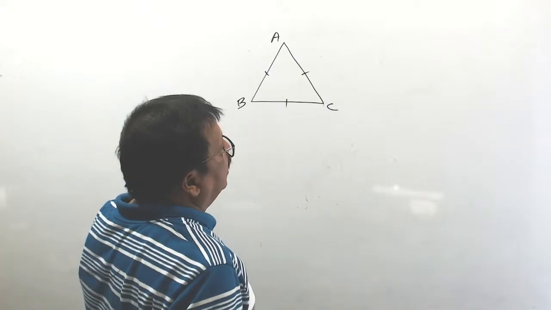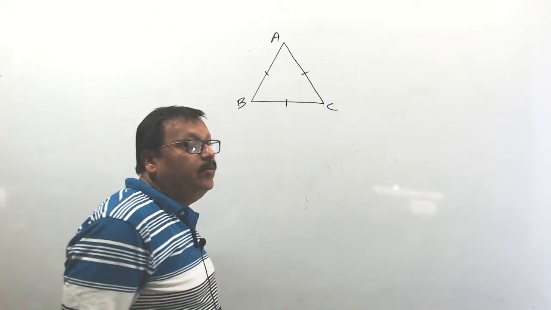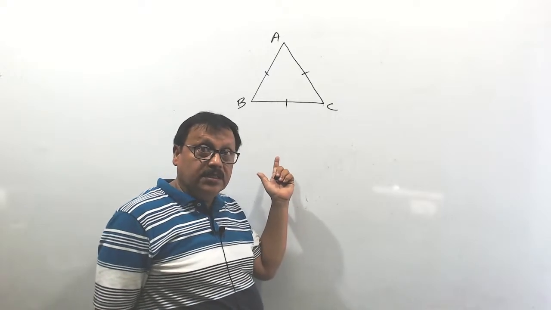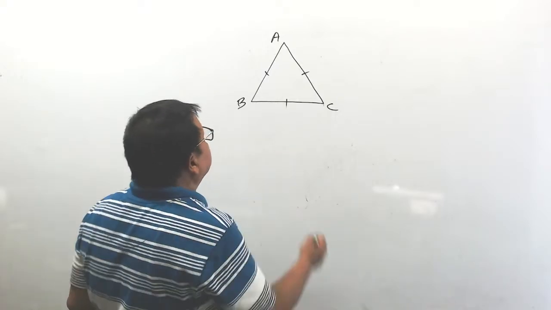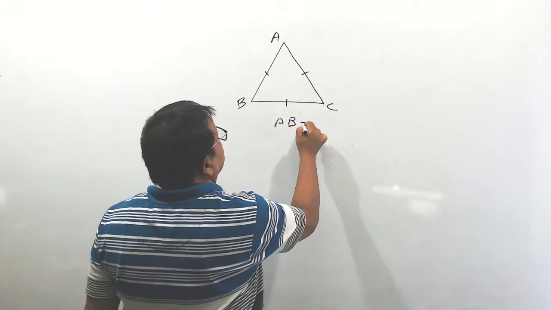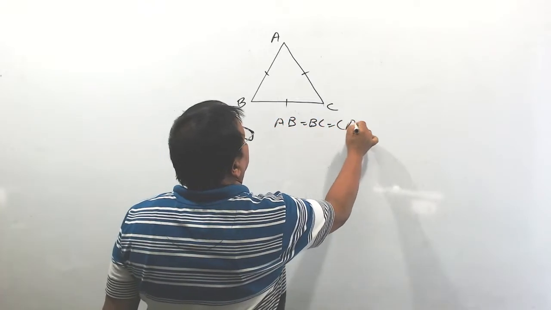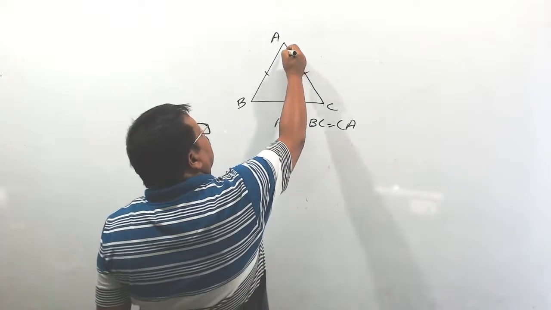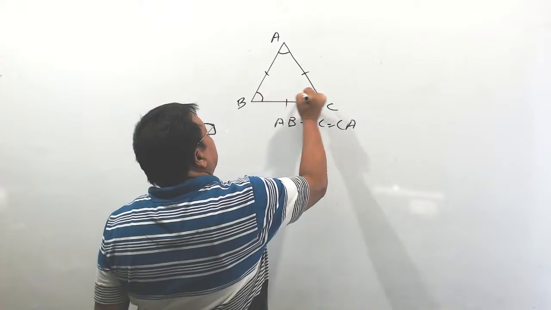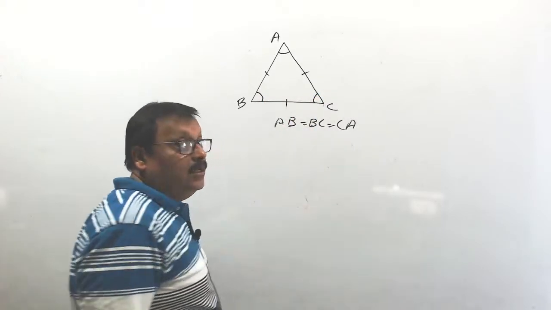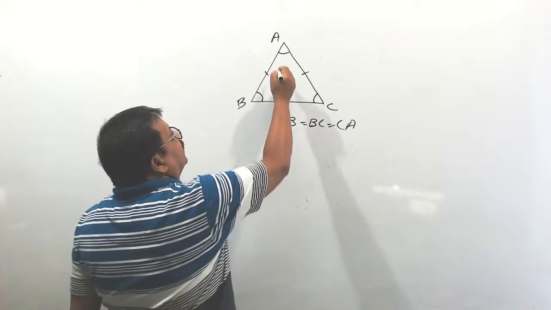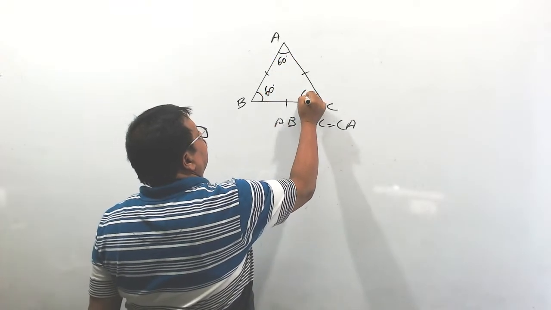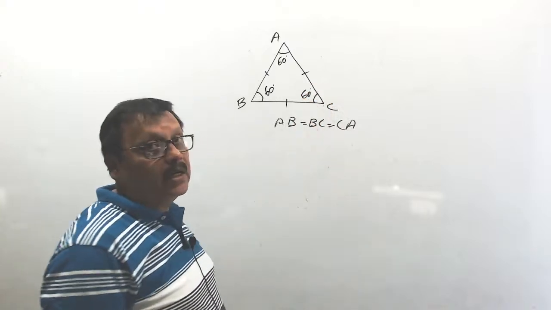It is equilateral triangle. That means the length of 3 sides are equal. That is AB is equal to BC is equal to CA. So what are the properties? 3 angles also will be equal. What are the values? 60 degree. These are the properties of equilateral triangle.